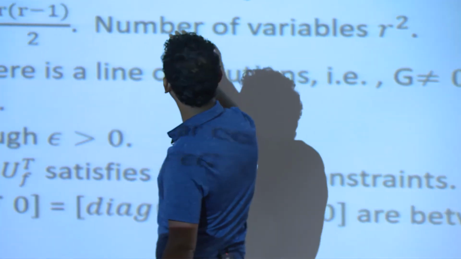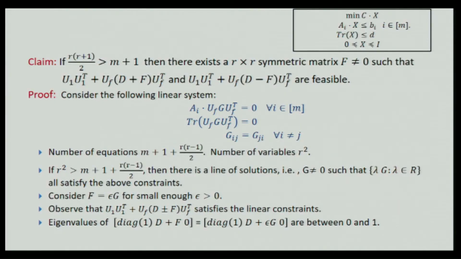Now there will be such a matrix. Why? Because the number of equations here is m plus 1 plus, for the symmetry, r times r minus 1 over 2. The number of variables is r squared. It's symmetric, but I put in the conditions explicitly, so it's r squared, right? So now if r squared is bigger than this, then there is a line. I want actually strictly bigger, so that there's a line of solutions. There's a one-dimensional subspace of solutions, and it's not 0. So that this whole line lambda g is a solution.